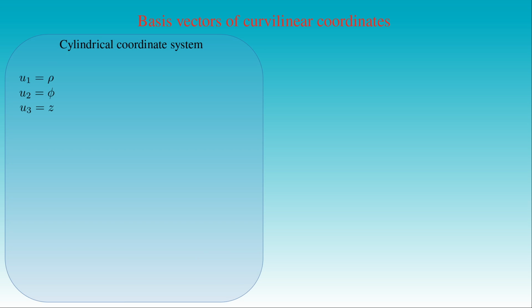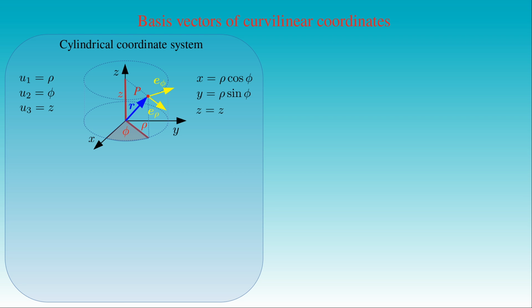Let us start with the computation of the basis vectors for the cylindrical coordinates. Here the curvilinear coordinates u1, u2, and u3 are the quantities ρ, phi and z, which are defined in this figure. We also have the explicit forms of the Cartesian coordinates as the functions of the cylindrical ones. By using these functions, we would like to determine the basis vector e_ρ, which is the unit tangent of the ρ line translated to the point P. The basis vector e_phi, which is the unit tangent of the phi line translated to the point P. And the basis vector e_z, which is the unit tangent of the z line translated to the point P.